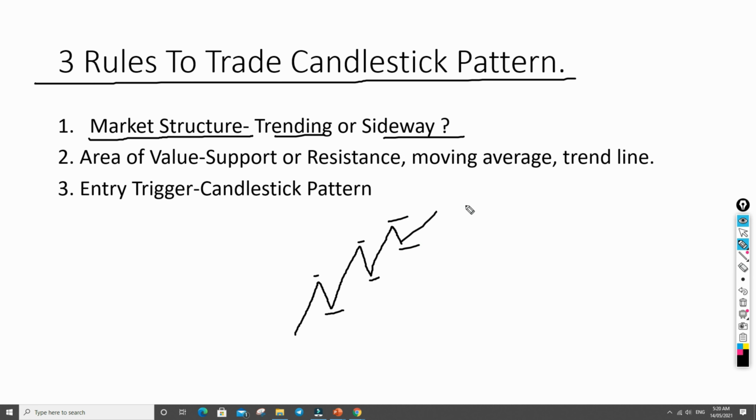Similarly, for the downtrend, how will we know? There will be a move down. A few candles will tell you a move, and then there is a correction, and then there is another move, and then another correction, another move, another correction. So this is basically a downtrending market. This is the market structure that you have to know when it is trending.